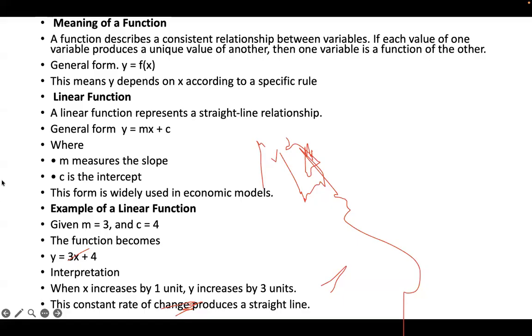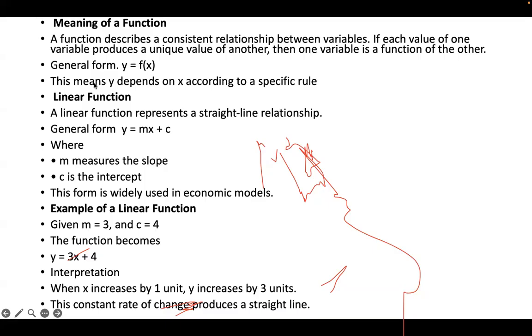In the general form, when we see y is equal to mx plus c, we are saying that this is a linear function, where m measures the slope. So on the linear function, m is the slope. The c is the intercept. Then the x is the variable.